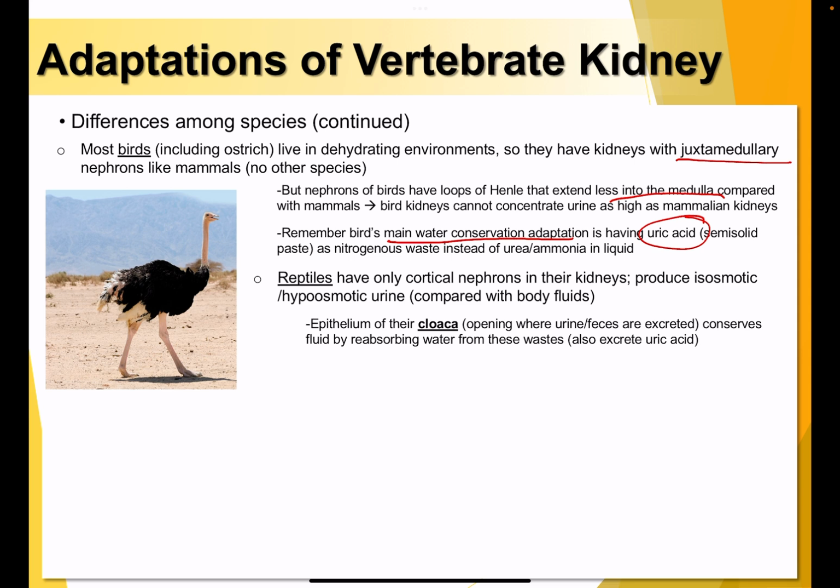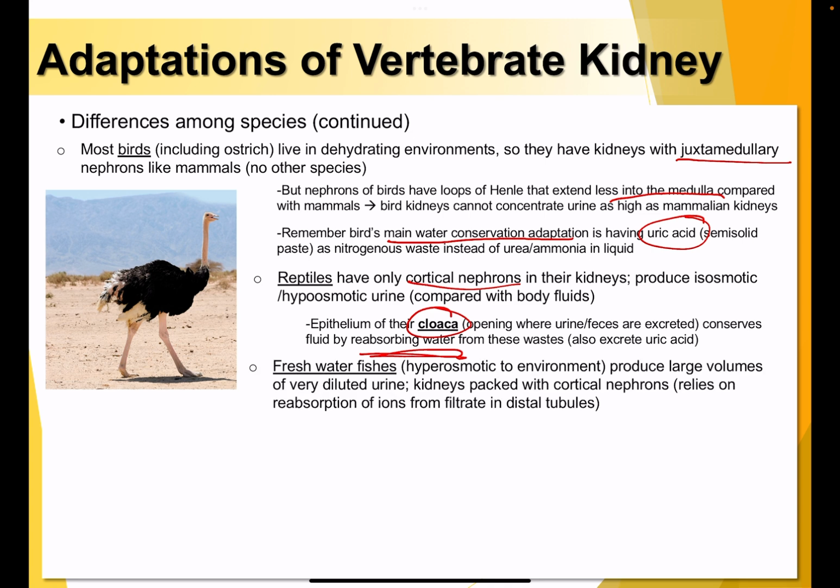And then you have reptiles, which only have cortical nephrons in their kidneys and will produce isoosmotic or even hypoosmotic urine compared to their own body fluids. So, given such a situation, it is the epithelium of their cloaca. Remember cloaca in the sharks? Same thing here. It's an opening where urine and feces are excreted. They can actually conserve fluid by reabsorbing water from these wastes within the cloaca. So probably they have some sort of kind of like the rectal gland we talked about in the shark, but instead of excreting salt, it is for reabsorbing water in the reptile's case, just because they're losing a lot of water through peeing.